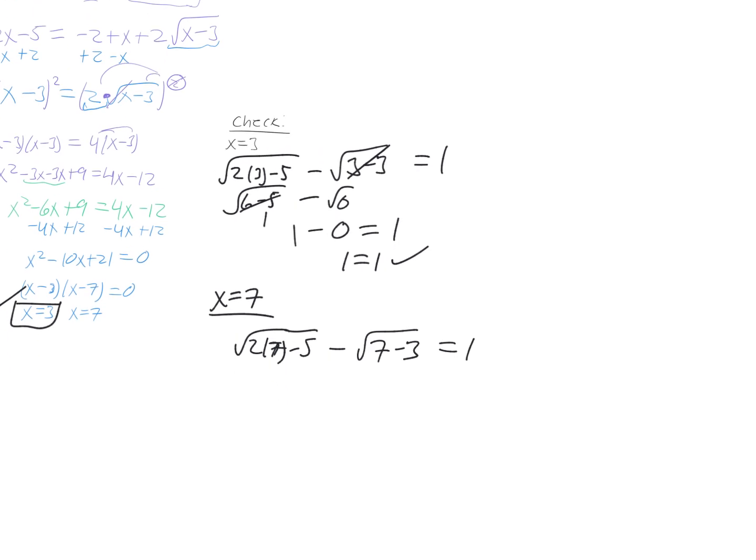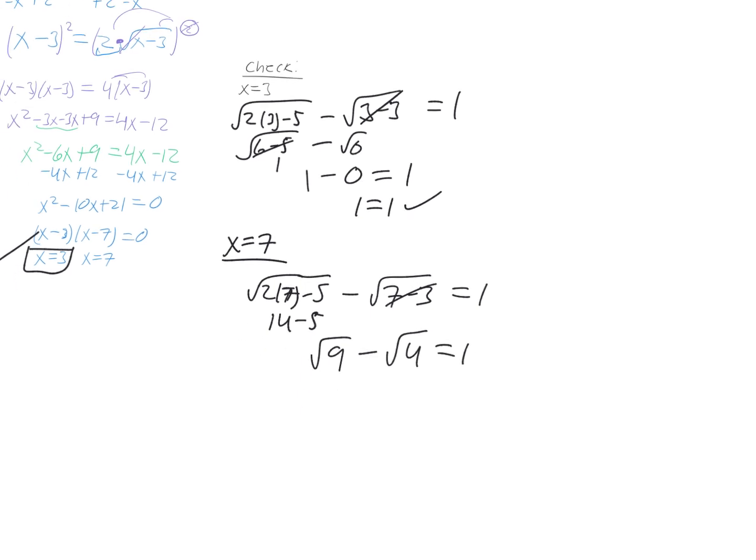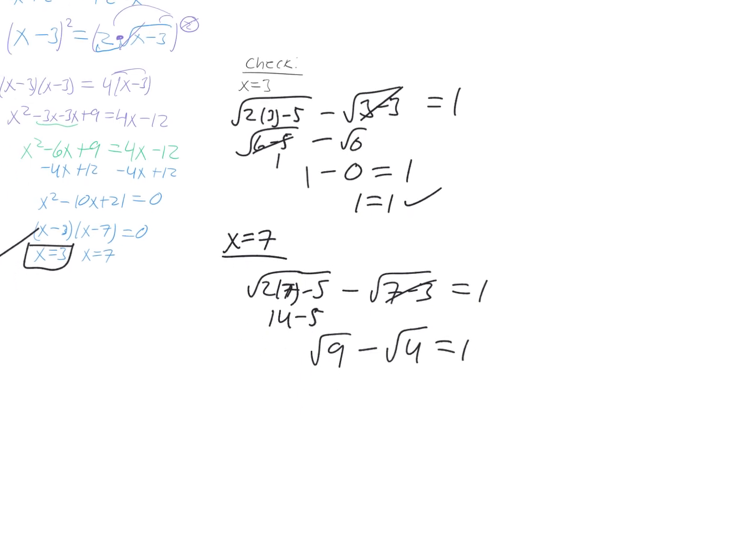Okay, and then 2 times 7 is 14. 14 minus 5 is 9, so we get the square root of 9 minus the square root of 7 minus 3, which is 4. Square root of 4 equals 1. Is this true? It is, right? Because the square root of 9 is 3. Square root of 4 is 2. 3 minus 2 is 1. That's true, right? We get 1 equals 1.